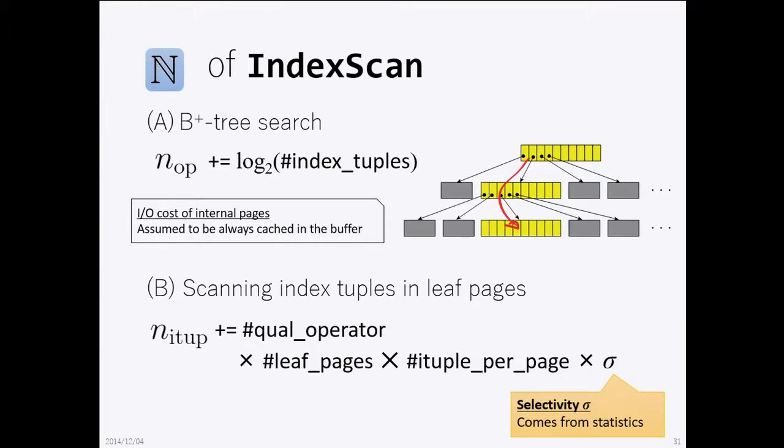When arrived at the leaf of index, executor scans index tuples in leaf pages. Scanning leaf pages is the second cost component, and it is counted as CPU index tuple cost. This can be calculated from the number of leaf pages, average number of index tuples in a page, and selectivity of query.